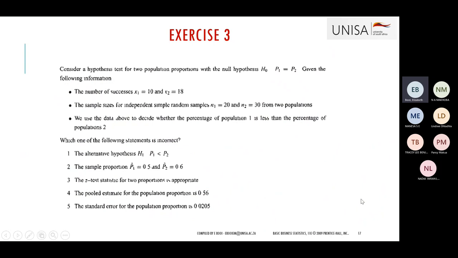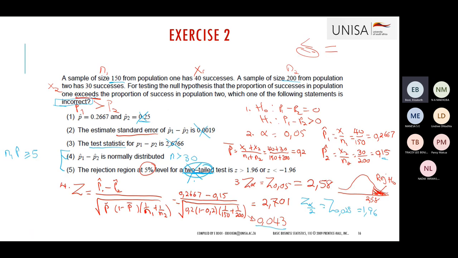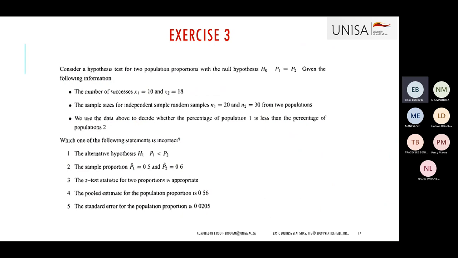Okay, moving on to the next one. Let's look at this question. I'm not going to do all the steps of the hypothesis. We're going to go through the statements one by one, but I just gave you some insight: when you answer the questions, you can apply the hypothesis testing steps and then come and answer the question, because it makes it easier for you to identify where the errors are, or which one is the correct one or the incorrect one. Okay, let's look at this one.